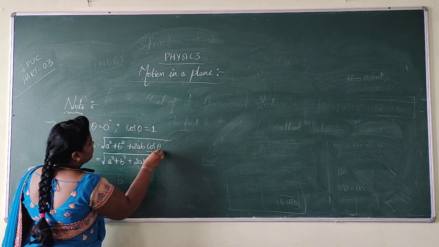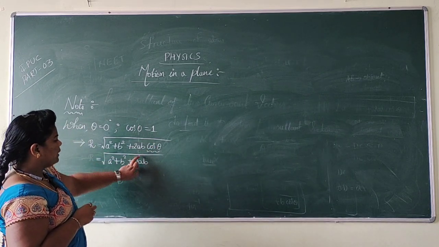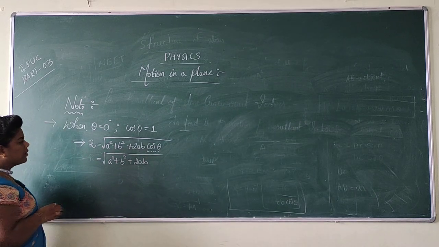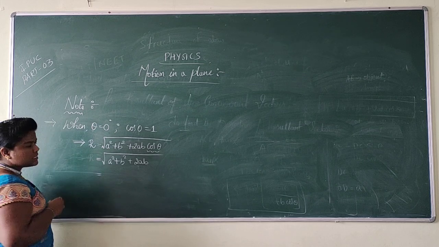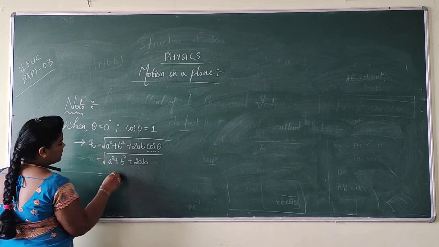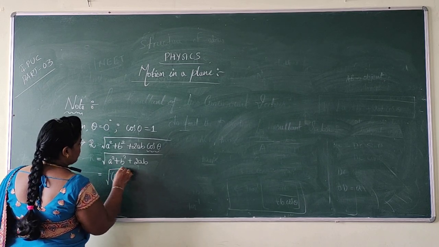So what is the value of cos theta? That is cos 0, which is equal to 1. So 1 into 2ab is 2ab itself. I am not going to change anything here. So now it is in the form of a squared plus b squared plus 2ab. It means we can write the formula with the help of mathematics, that is, this can be written as (a plus b) whole squared.